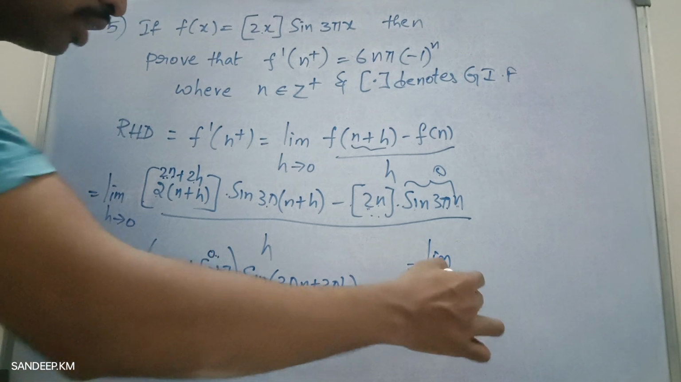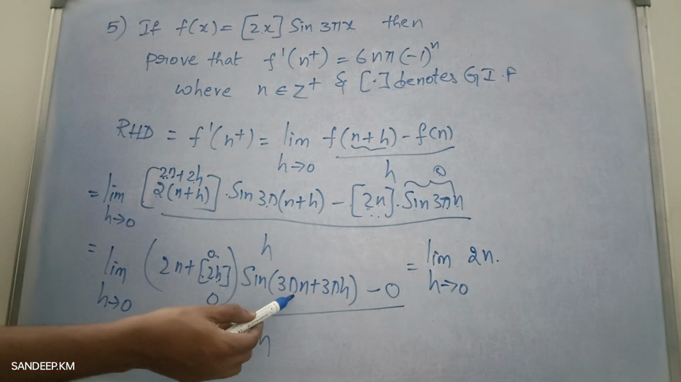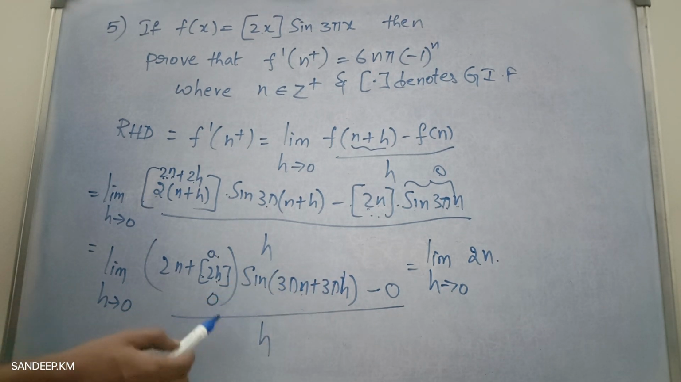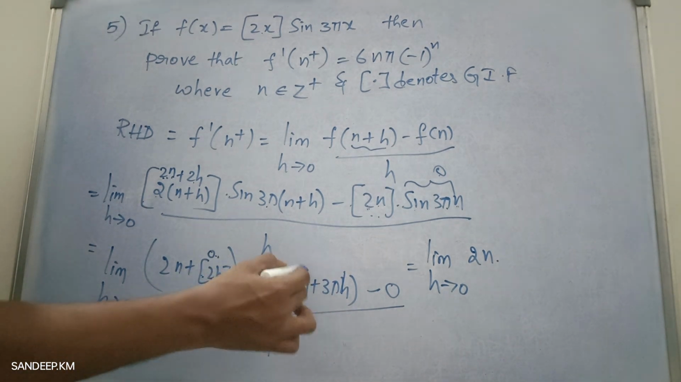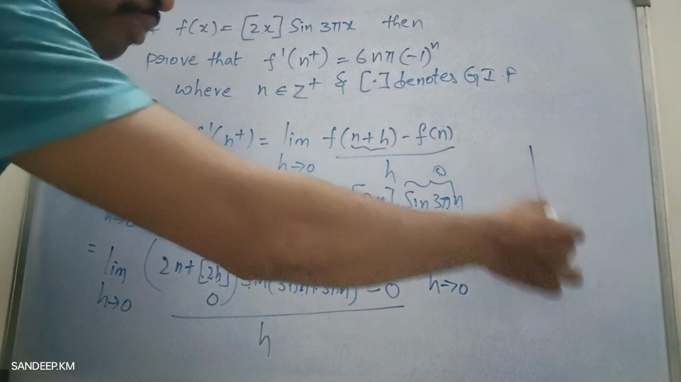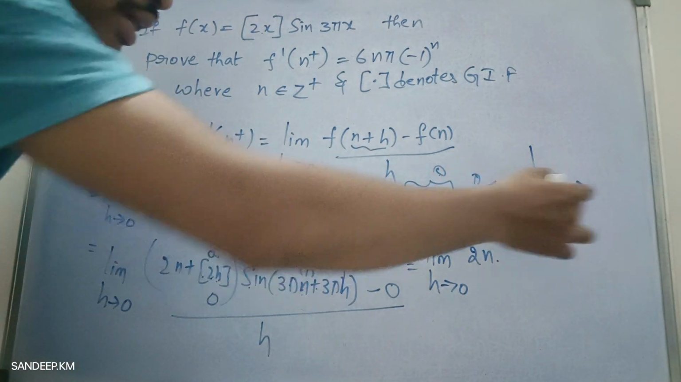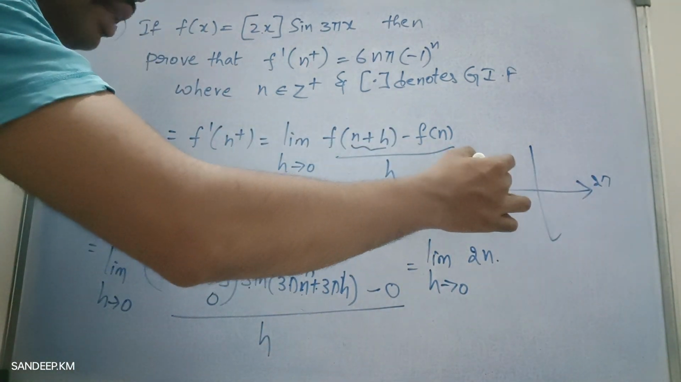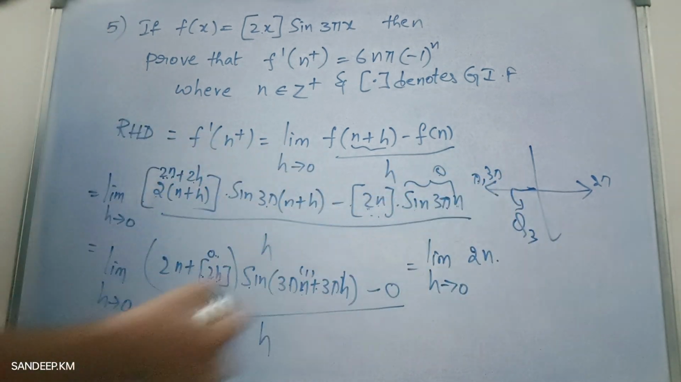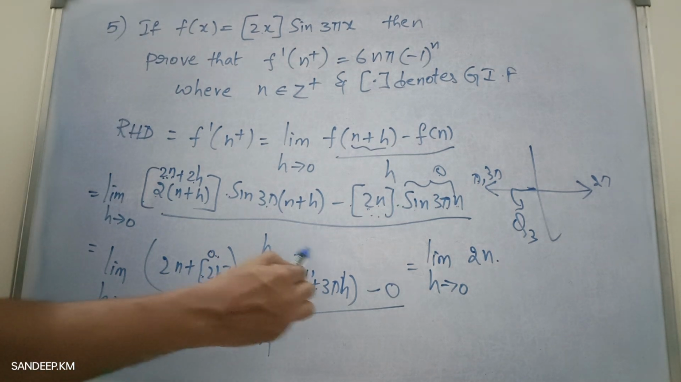Limit h approaches 0. This is 2n into, now it's time to understand this. n is an integer. This is h and this is n. Dear students, what if n is 1? We will get sine of 3 pi plus. 3 pi plus means in which quadrant we are landing. So this is pi, this is 2 pi, and again this is 3 pi. 3 pi plus means we are in third quadrant. Then sign will be negative.